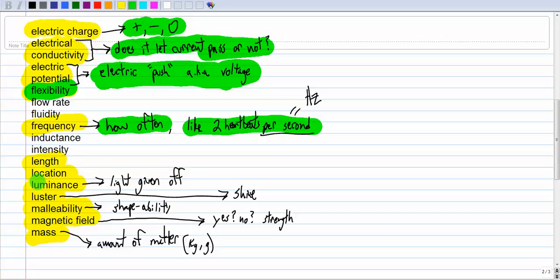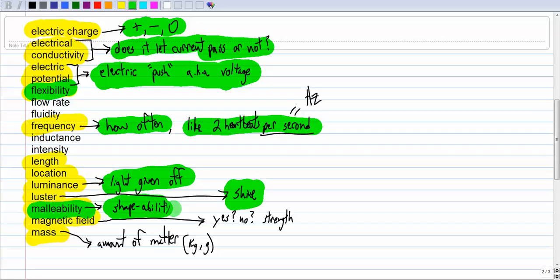Length, location, luminance. How much light does something give off? You know, the sun has a certain luminance. Luster. Luster is another word for shine. Usually we're talking about metals with luster, but we don't have to be. Malleability. Once again, we're usually talking about metals here, but malleable things are able to be shaped. Like aluminum can be made into aluminum foil or wire, so it's also ductile. But if something is shapeable, we call it malleable.